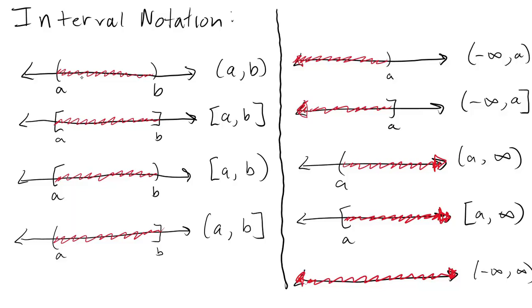We call this first interval an open interval because neither of the endpoints are included. The second interval is called a closed interval because both of the endpoints are included. The other two are half open because only one side is included.